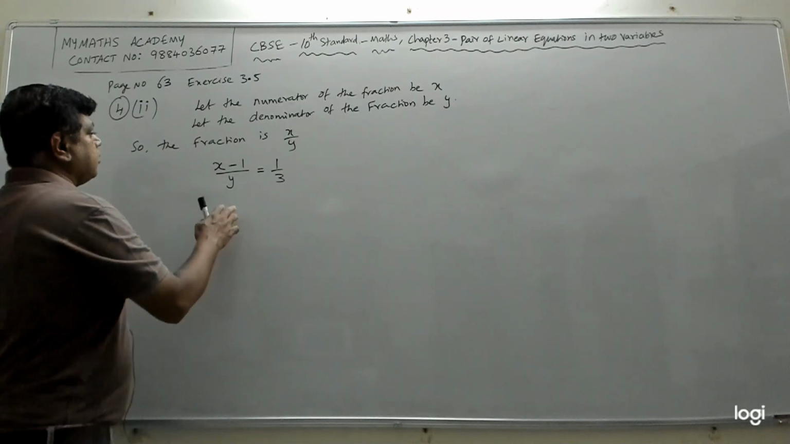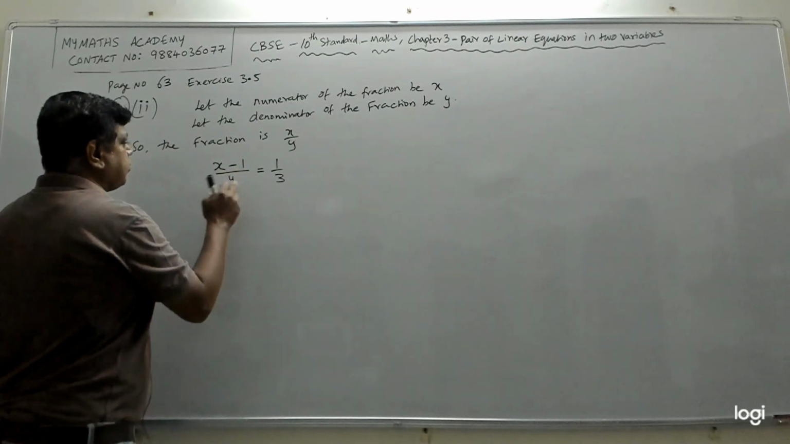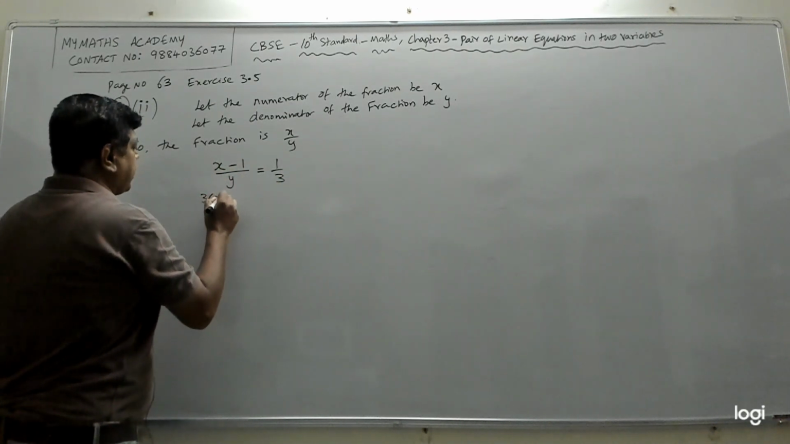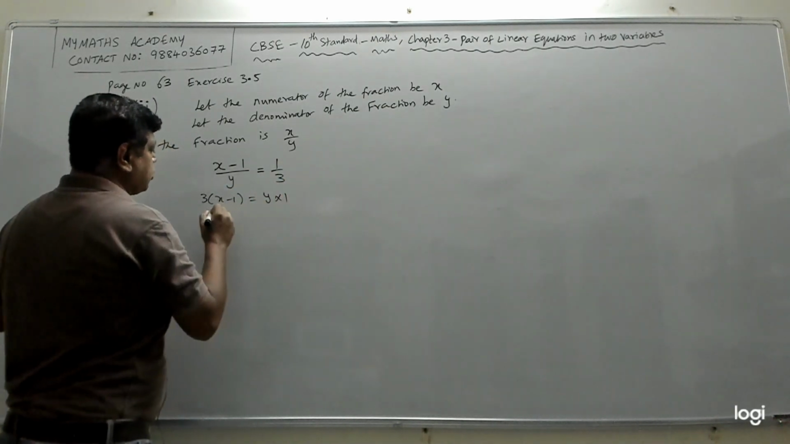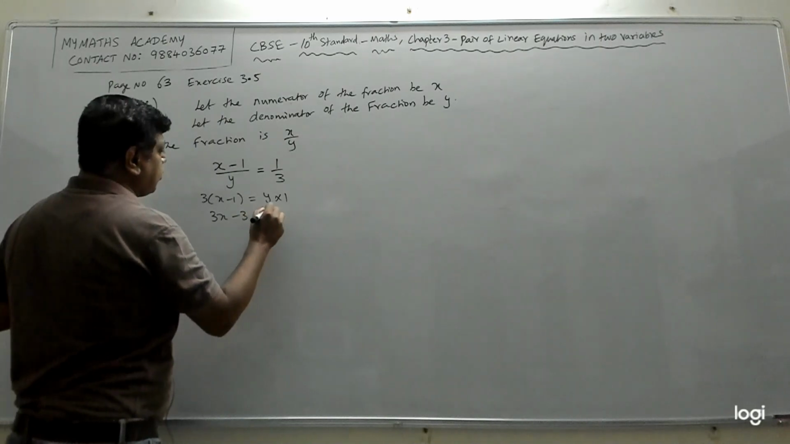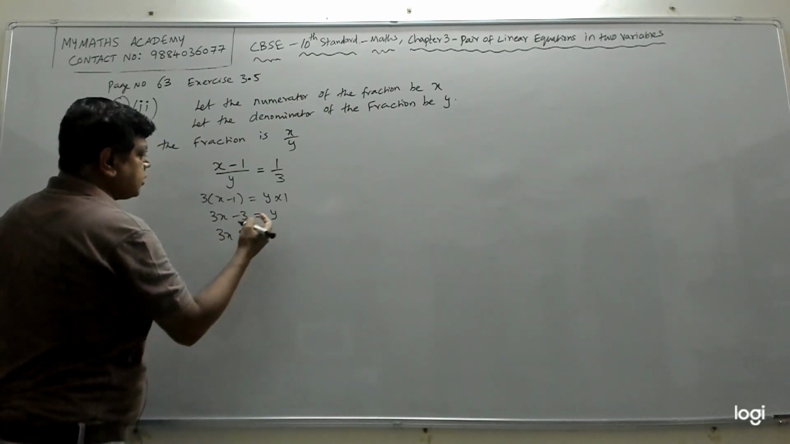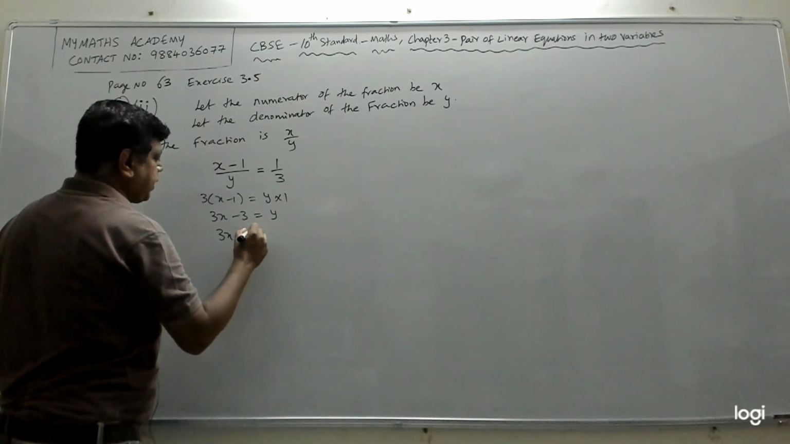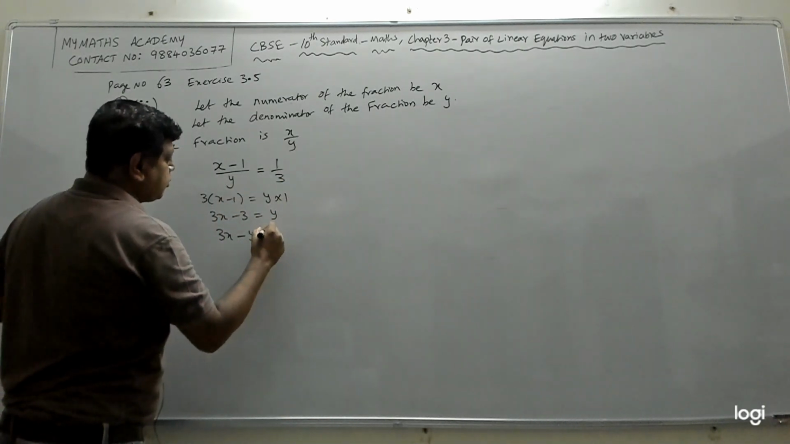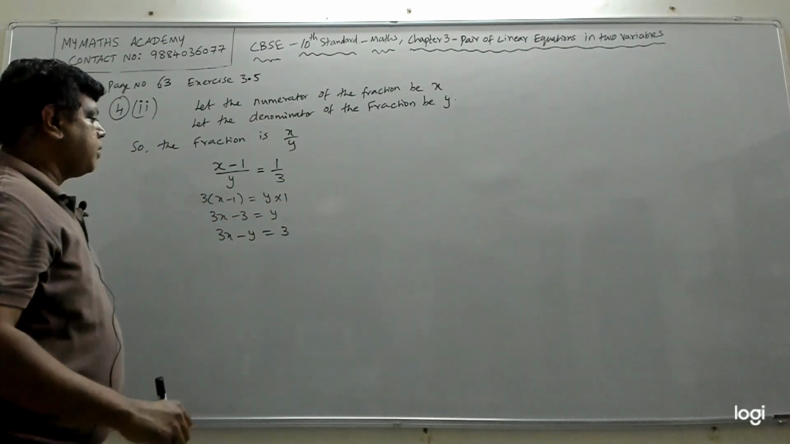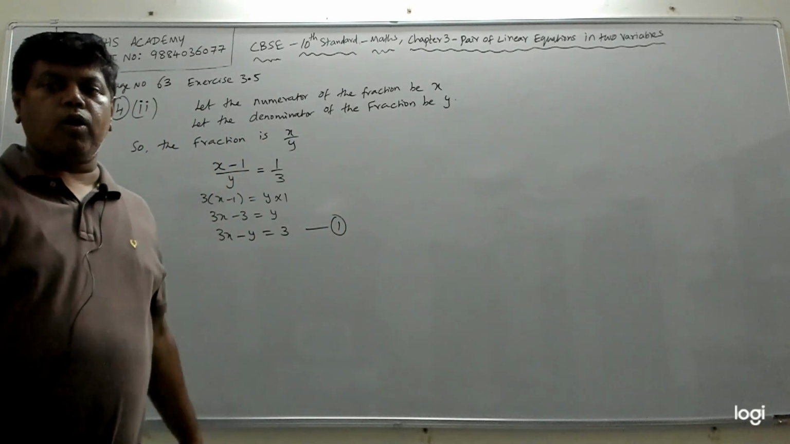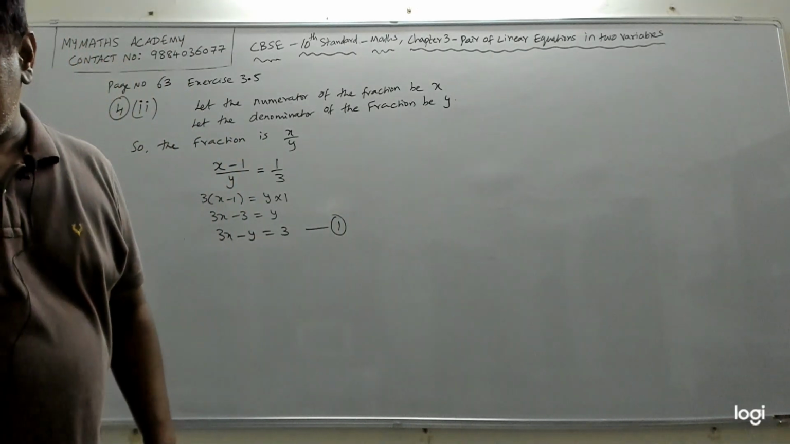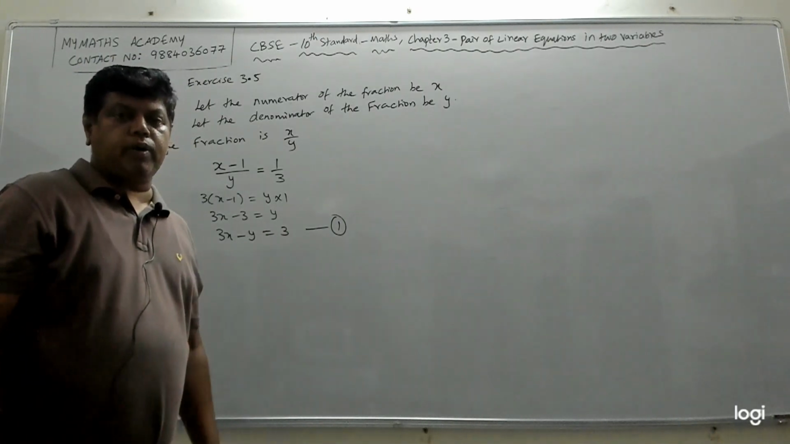Now let's cross multiply. 3 into x minus 1 equal to y into 1. So you get 3x minus 3 equal to y. So 3x, this y will come this side, it will become minus y, and minus 3 will go this side, it will become plus 3. So this is equation number 1. This is the first equation that we got based on the first information given in the question.